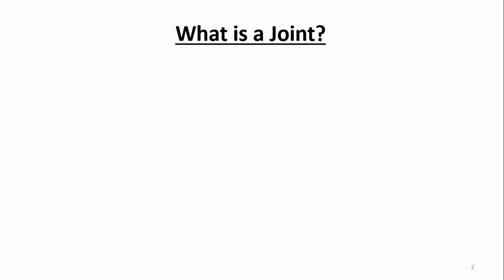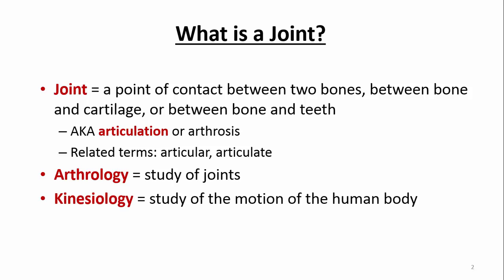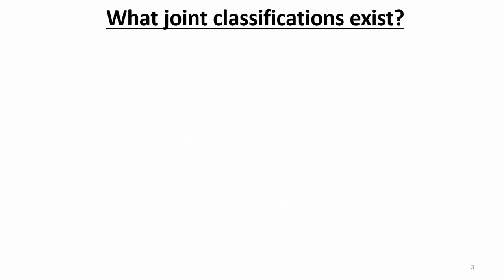Okay, so the first question we want to ask is, what is a joint? Well, a joint is a point of contact between either two bones, bone and cartilage, or bone and teeth. And a different word for joint is an articulation. The study of joints is called arthrology, and kinesiology is the study of the movement of the body, or the motion of the body.